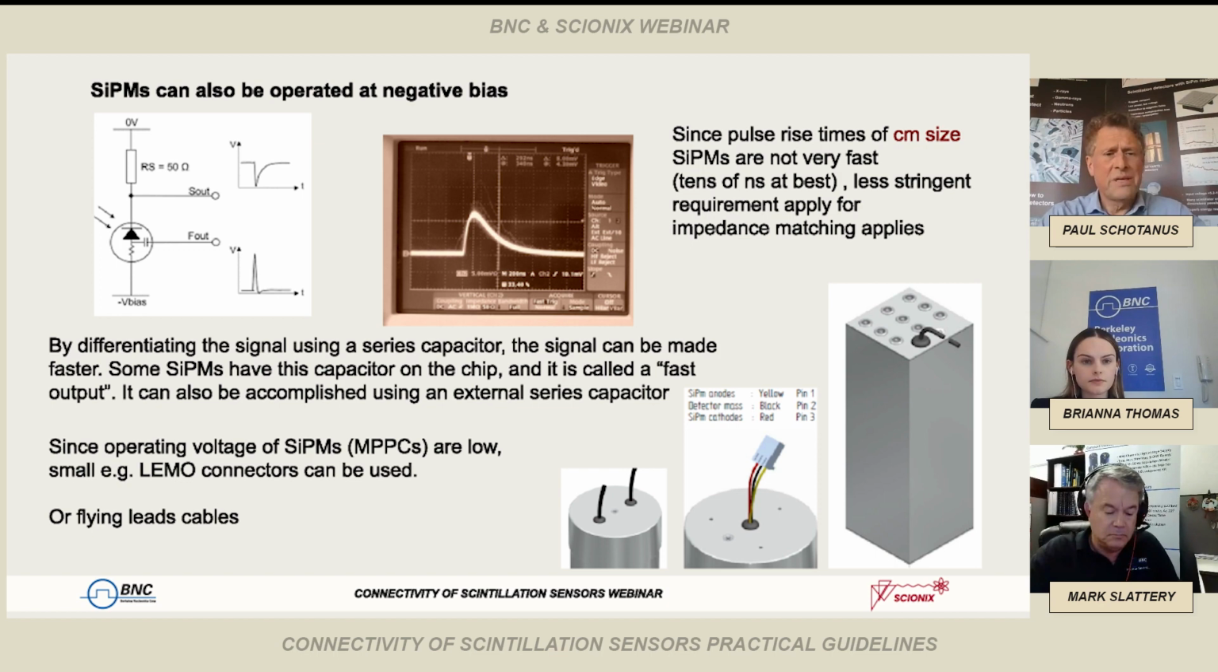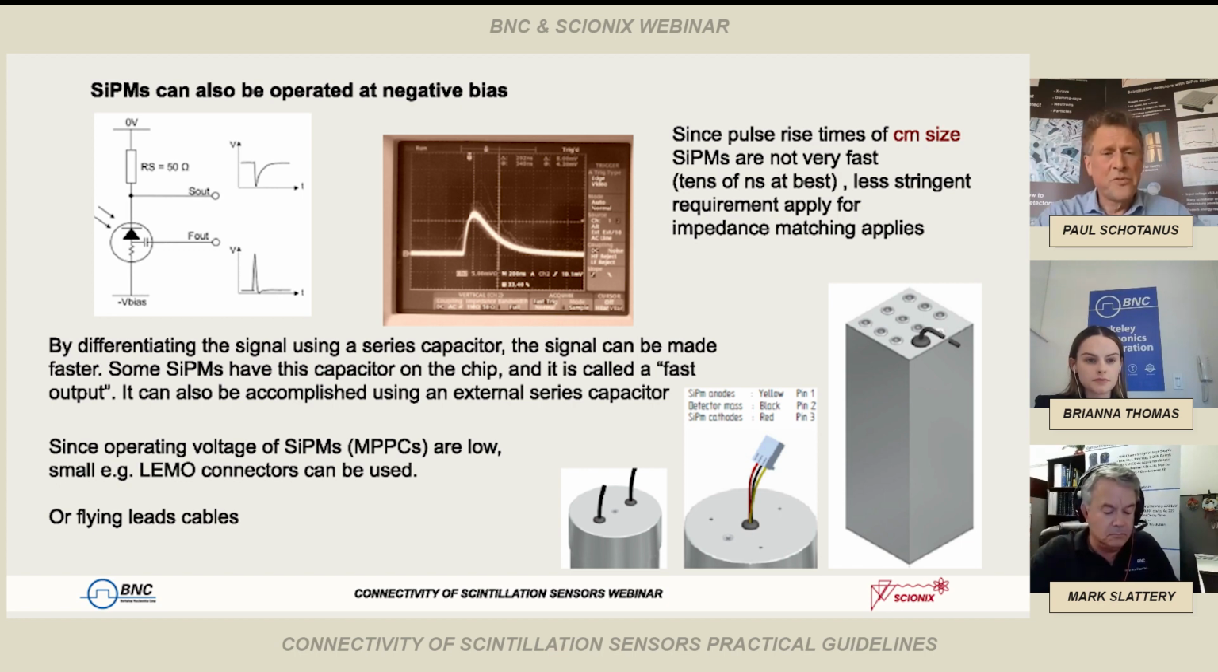Some silicon PM manufacturers have the capacitor integrated on the chip, so they call this a fast output, and in this way you directly have the fast output from the SiPM module. But you can also use a series capacitor to make the signal as fast as you can actually get out of the device.